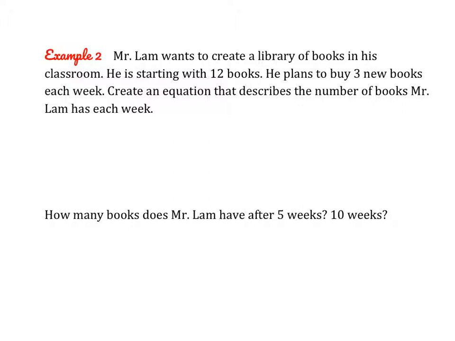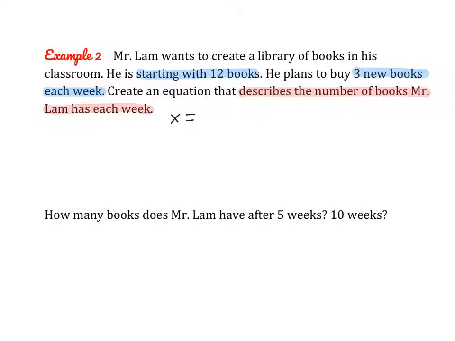Okay, let's try one more together. So here, Mr. Lamb wants to create a library of books in his classroom. He is starting with 12 books. He plans to buy 3 new books each week. Create an equation that describes the number of books Mr. Lamb has each week. So let's start by defining our variables.